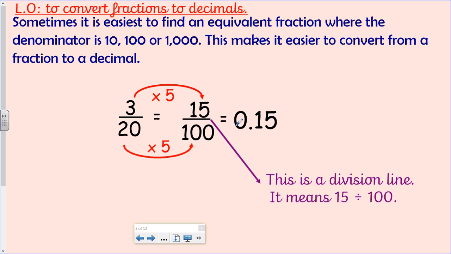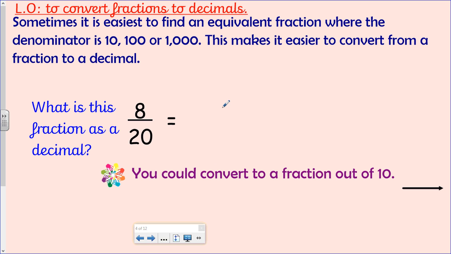So 15 divided by 100, thinking about your line method from the other lesson, we've got 15 divided by 100, 2 lines, 2 jumps, and we end up with 0.15. So 15 hundredths, 0.15. 15 divided by 100 is 0.15. This says 15 hundredths. Okay?